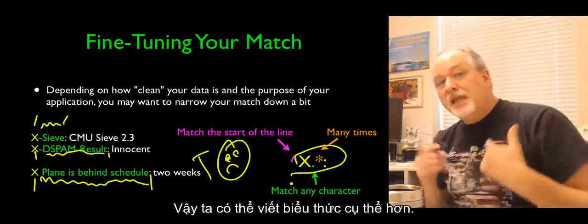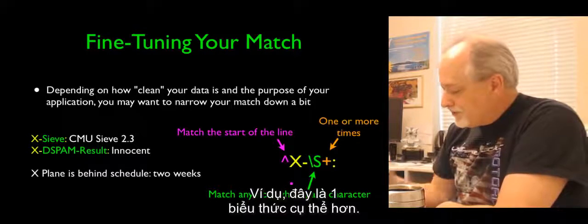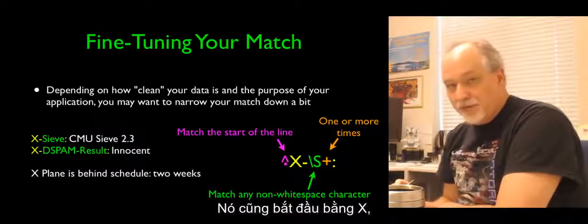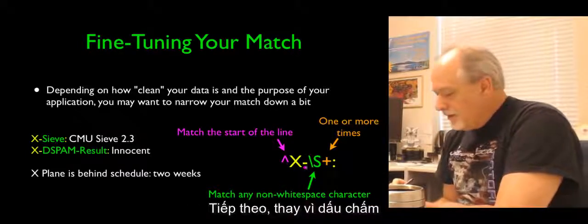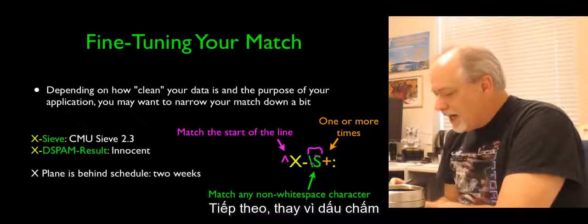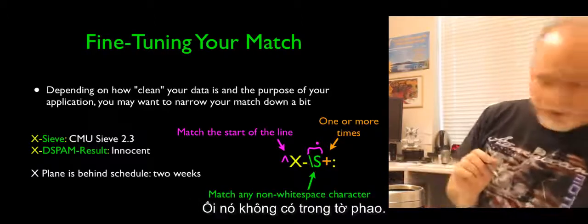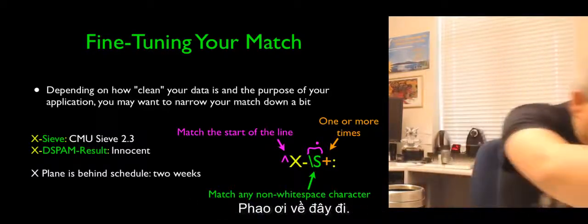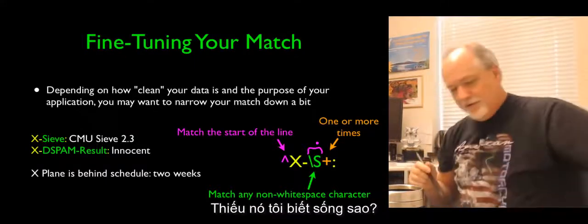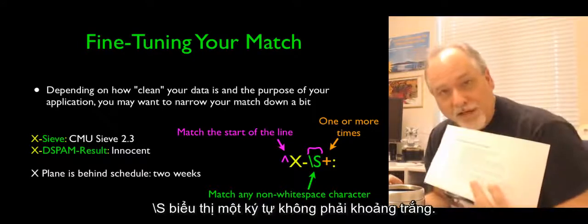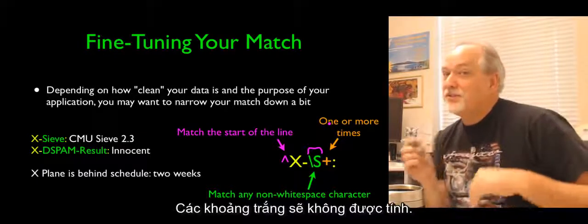So we can be more specific in our regular expression. So for example, this is a more specific regular expression. It still says start with an X as the first character, then a dash. That's a real character. Then this next thing, instead of being a dot, is backslash capital S. Backslash capital S means a non-white space character. So that means spaces won't match.